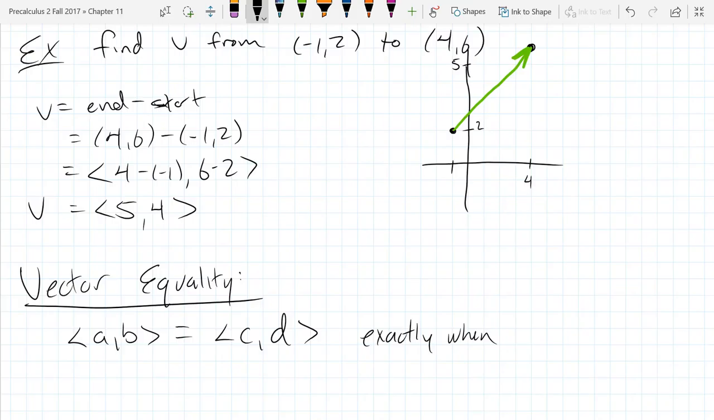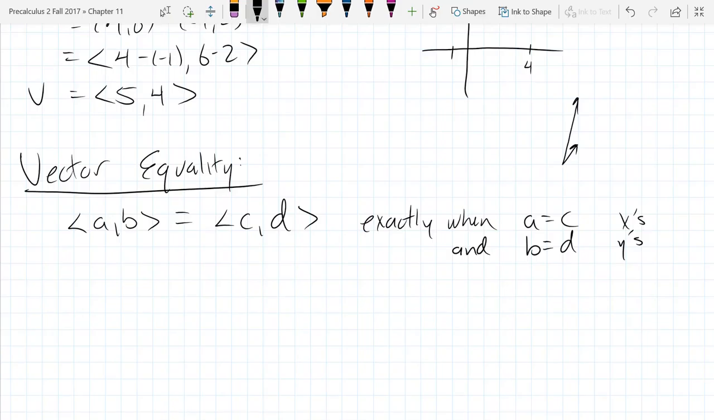So is it enough just to match their x-coordinates? So this vector goes over 1 and this vector goes over 1. Are they the same vector? Nope. So you got to match your x-coordinates and your y-coordinates. So your x's and your y's have to be the same.